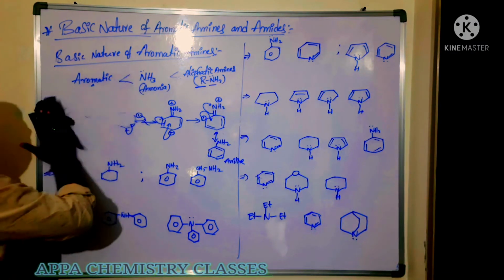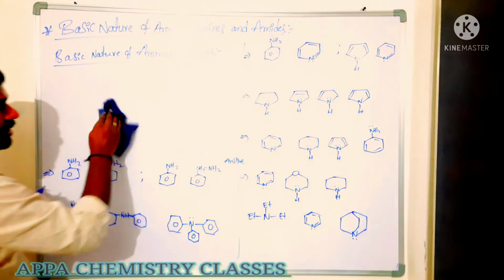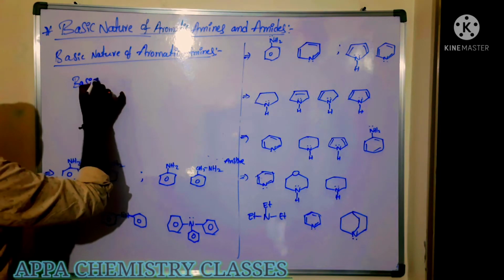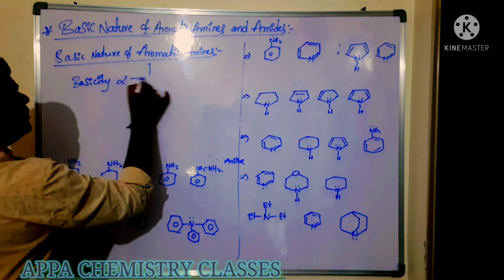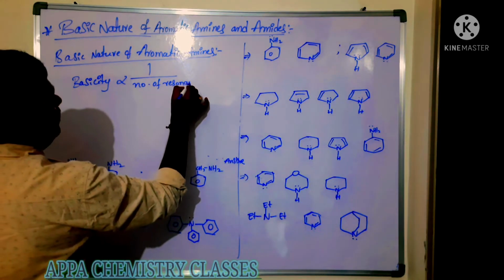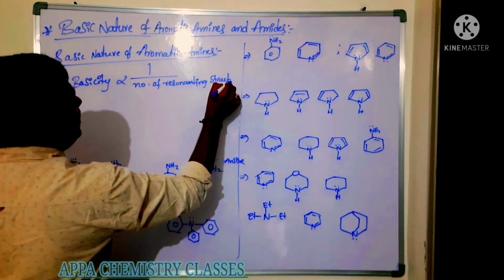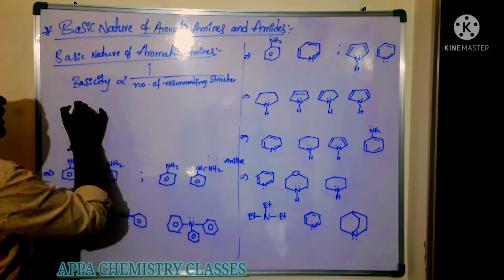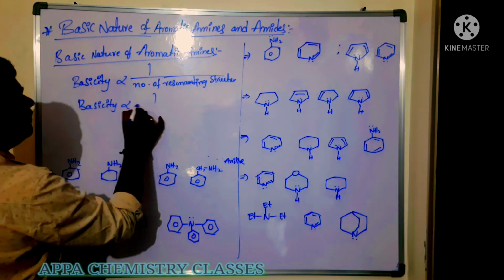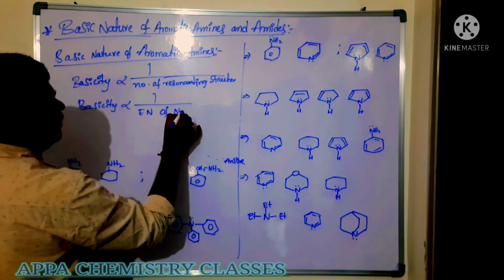Now the basic nature of amines mainly depends on the resonating structures. You can see the basicity of amines. Basicity is inversely proportional to the number of resonating structures. The more the number of resonating structures, the lesser is the basicity of the amine. And this basicity is inversely proportional to the electronegativity of the nitrogen atom.